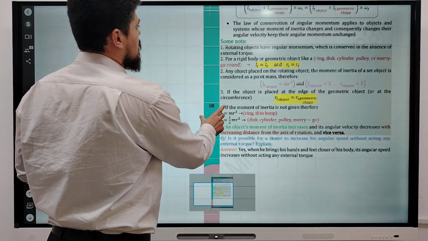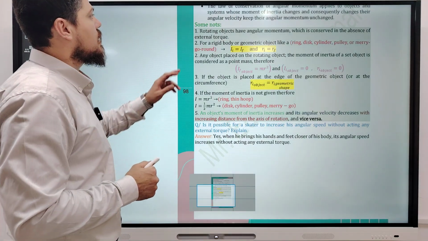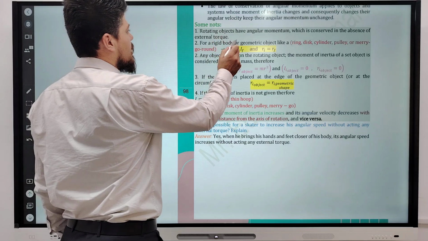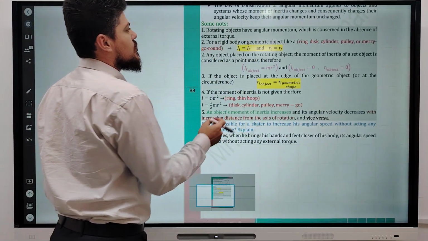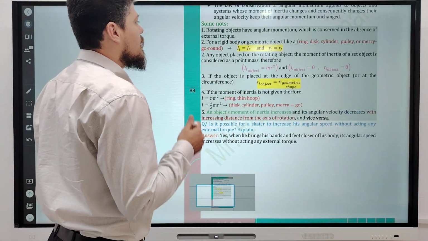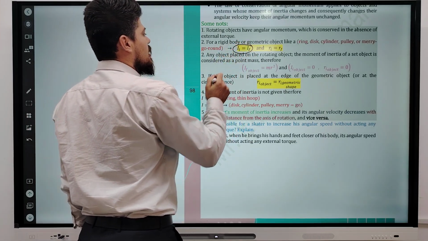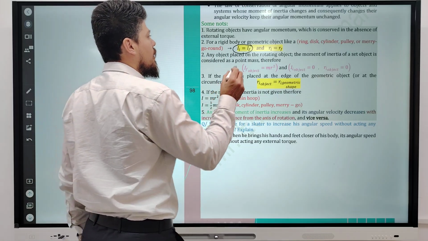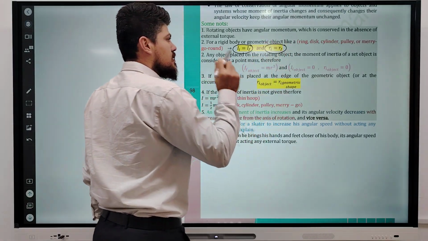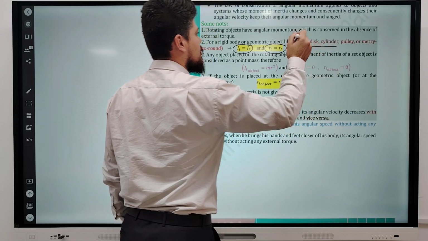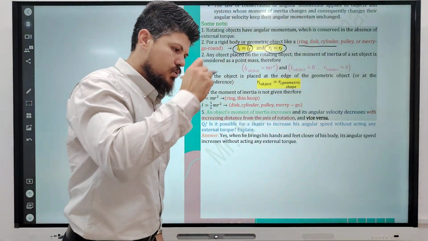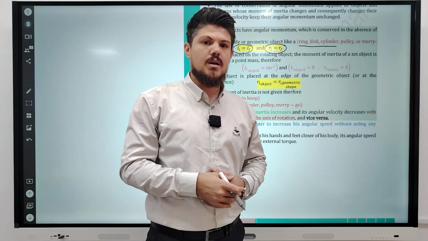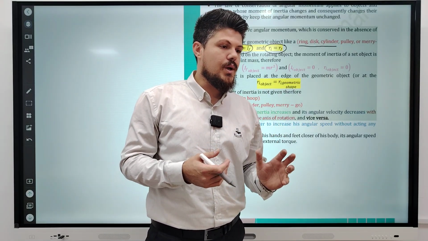So before solving the questions, we have some tips and some notes. Rotating objects have angular momentum which is conserved in the absence of external torque. For rigid bodies or geometric objects such as a ring, disk, cylinder, pulley, or merry-go-round, the initial moment of inertia is equal to the final moment of inertia. Why? Because the radius of the rigid body, such as a ring or disk or cylinder, does not change. For example, when a merry-go-round is rotating, during this rotation the radius of the merry-go-round does not change.